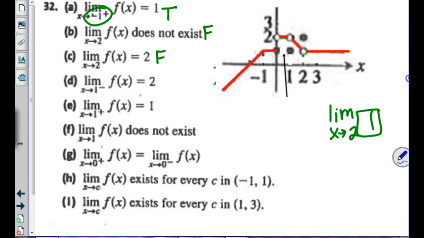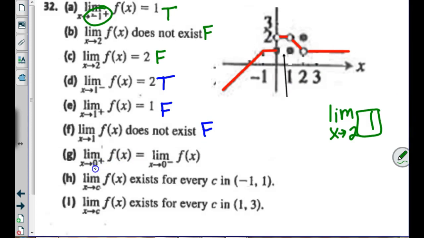Let's see, what else is it asking quick? 1 from the left. 1 from the left is y value of 2, so that's true. 1 from the right is a y value of 2, not 1, right? Does the limit at 1 exist? So does not exist is false. Okay.